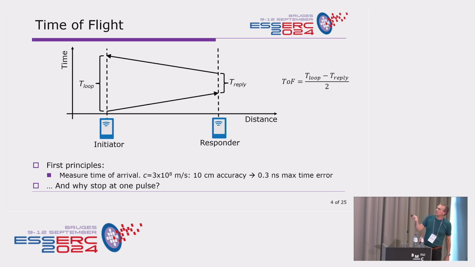And by the way, this is the case for an active responder. You're also allowed to think about passive responders. And in that case, you can do something like this: send out a pulse, get it reflected off a passive object, and you can do something which looks very much like indoor radar.